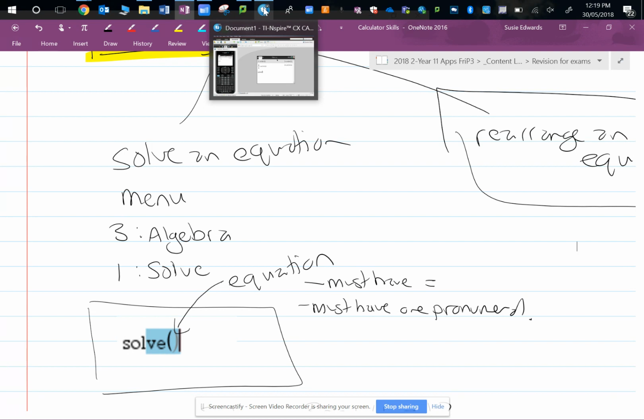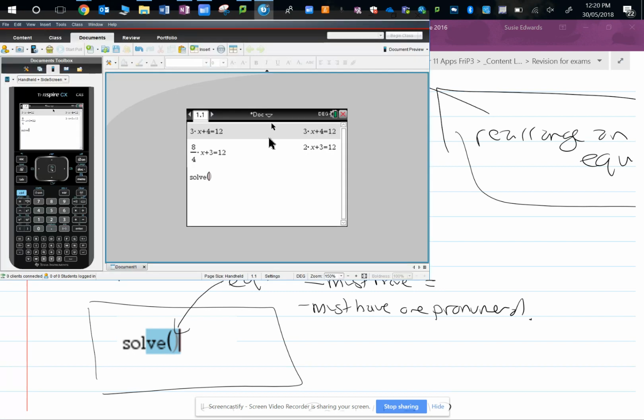So to actually be able to find an answer, it needs to have only one pronumeral, and it has to have an equation with an equal sign. So if we put this into here, we write solve, and then we say 3x plus 4 equals 12. And then I need to go comma what I'm looking for. So what are we actually trying to find an answer for? X. So I go comma x, and that gives me the answer of x equals 8 over 3. You can write your answer as x equals 8 over 3, and that is completely correct. Okay, however, if I wanted a decimal answer, what would I press?